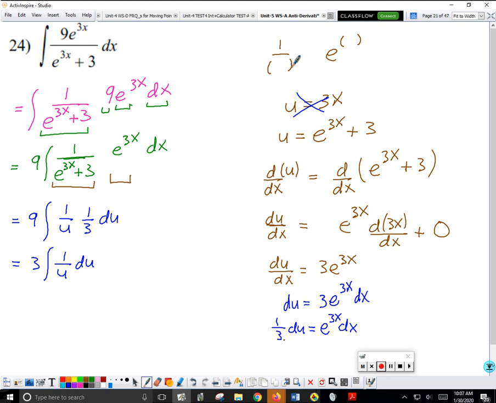Now use the pink sheet. No groaning. It's just the 3rd rule down on the left. It's just the ln rule. It says the antiderivative of 1 over u is just the natural log of u. You're done. You always finish with the pink sheet. Pink sheet's always the last step. And now we just note that u is e^(3x)+3.